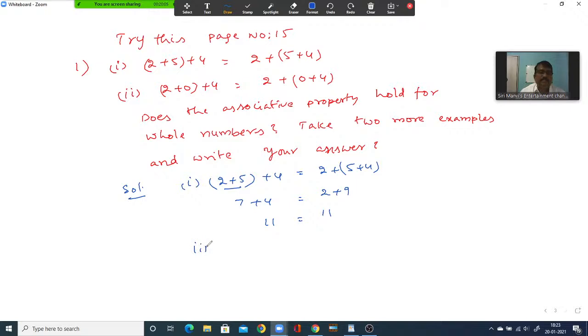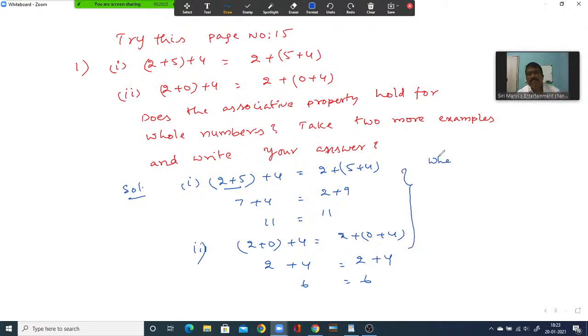Next, second, 2 plus 0 plus 4. So 2 plus 0 is 2, plus 4. 2 plus 4 is equal to 6. Here, all these are whole numbers, no doubt about that. First, whole numbers, then they are integers. First they are whole numbers because there are no negative numbers.